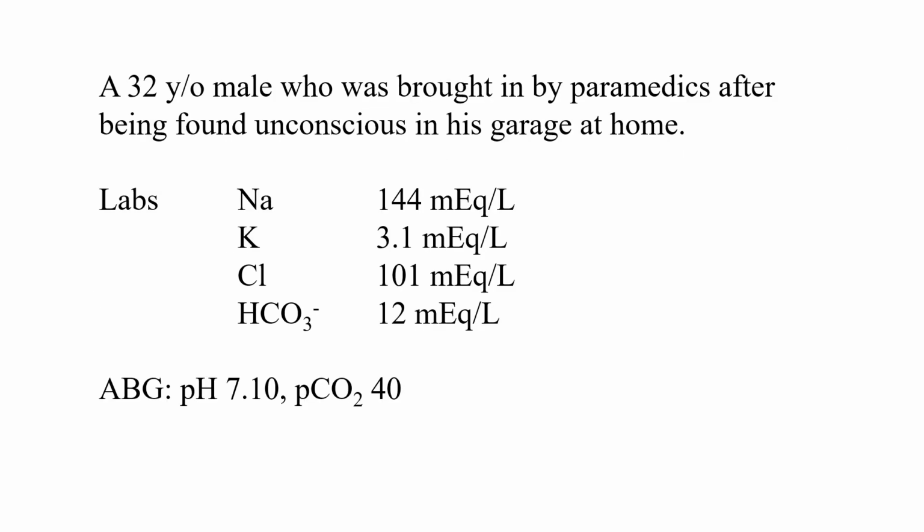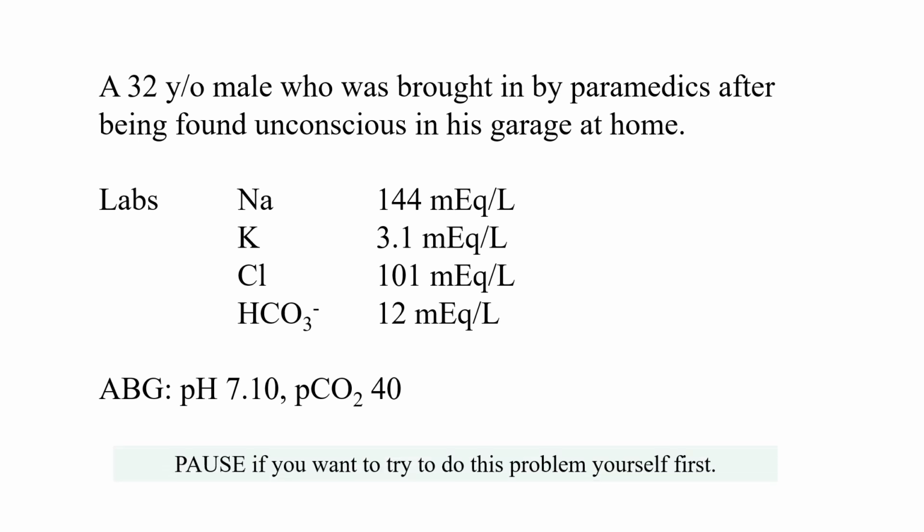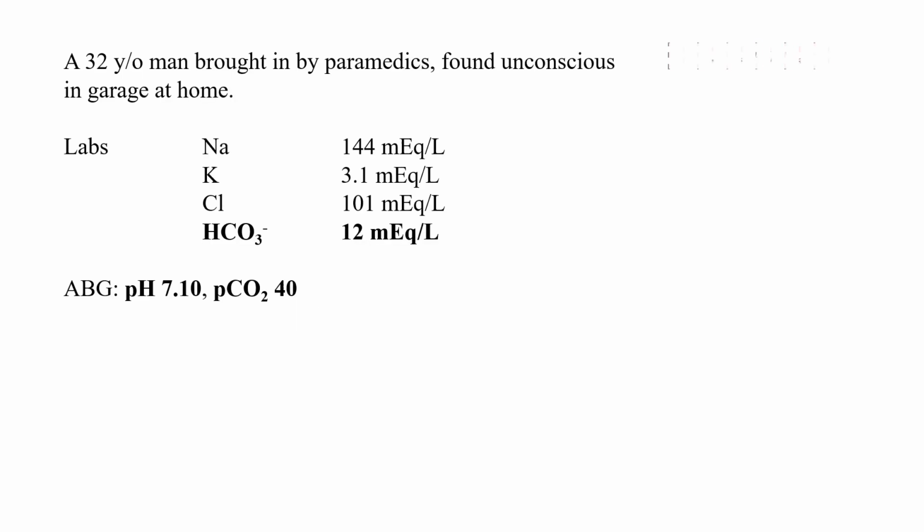This is the case of a 32-year-old male who was brought in by paramedics after being found unconscious in his garage at home. Step 1, check serum bicarbonate. It is 12, which is low. This means the patient may have a metabolic acidosis or respiratory alkalosis with renal compensation.